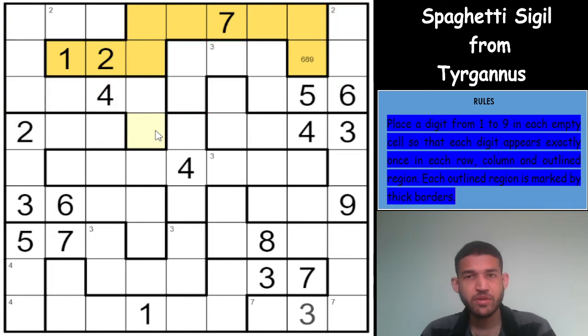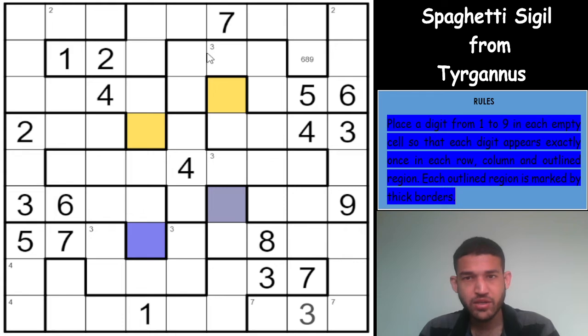So let me remove these colors. So we know that the yellow cells must be equal. Similarly, if you draw an imaginary line between rows 6 and 7, these two cells, you will notice, must be equal. The same idea that we saw at the top, right? This is going up, this is coming down, so both of these must be equal.